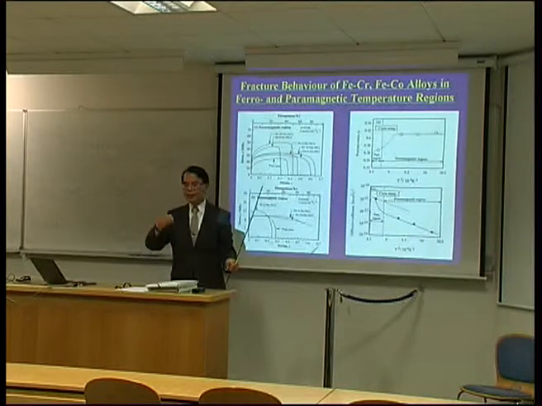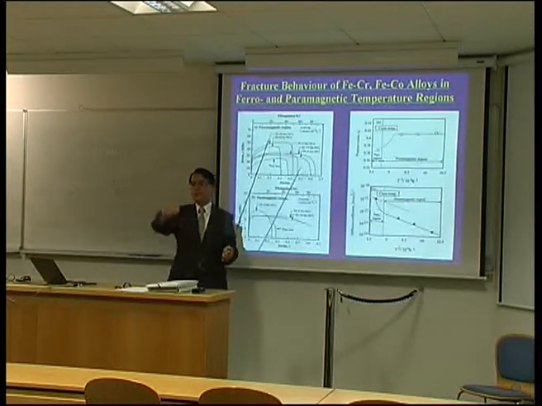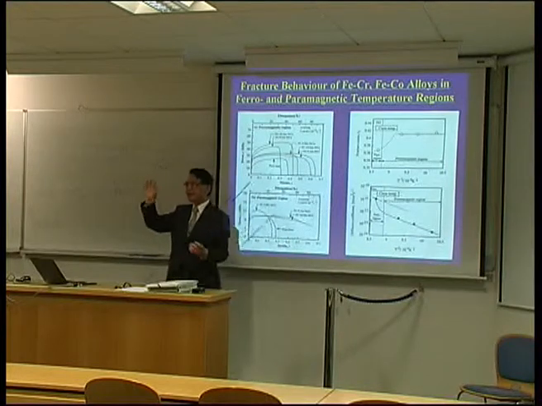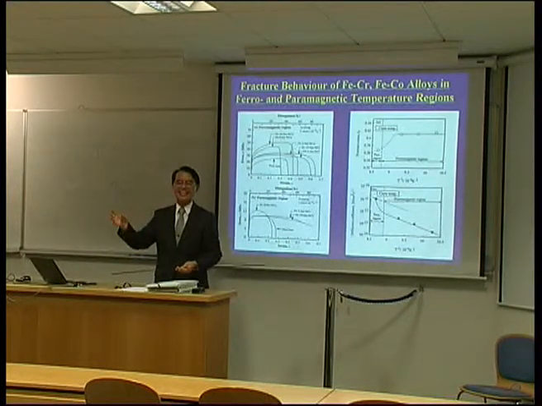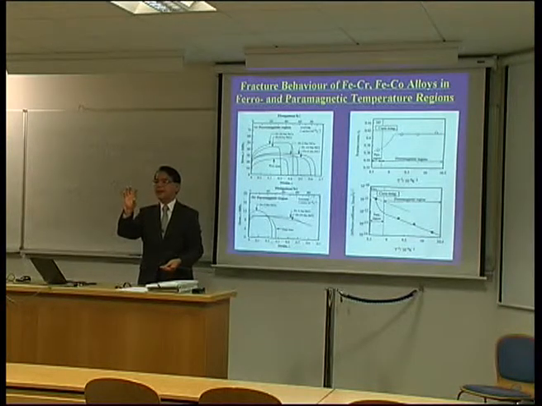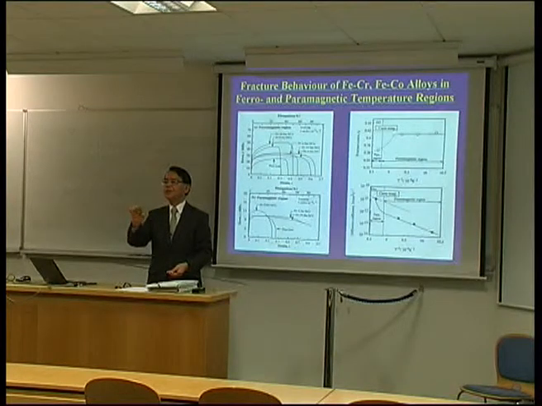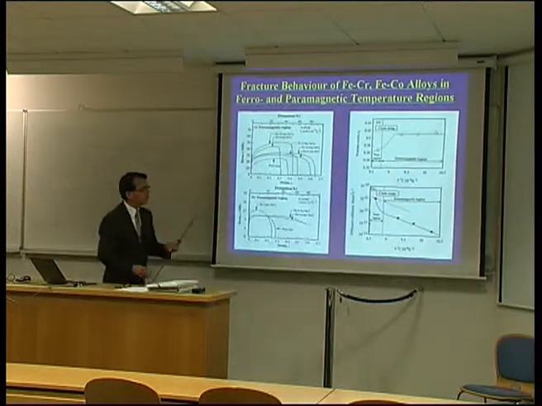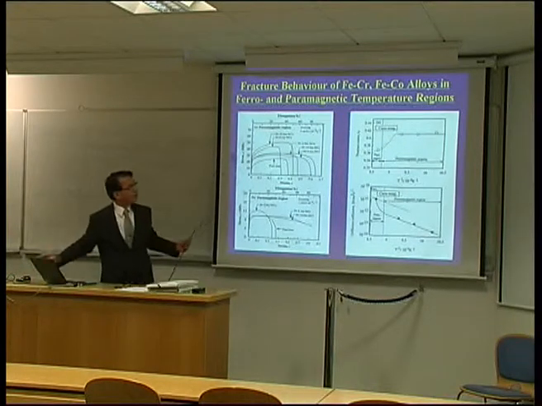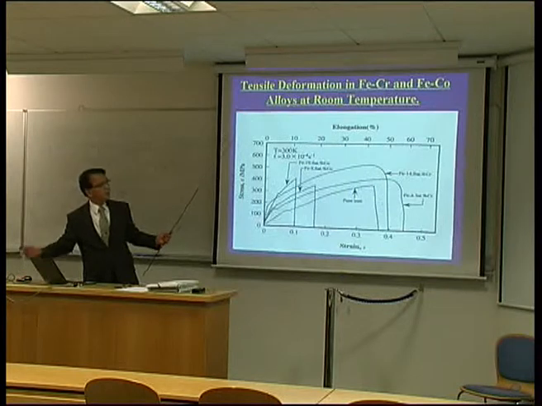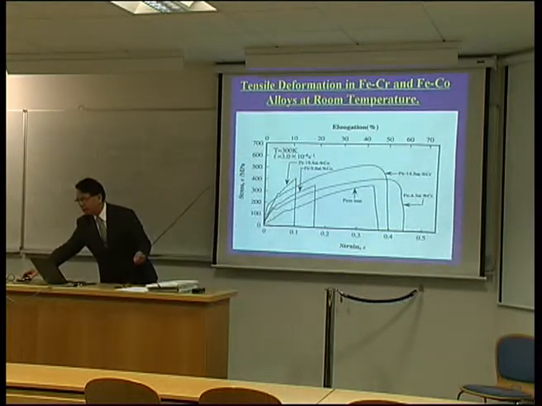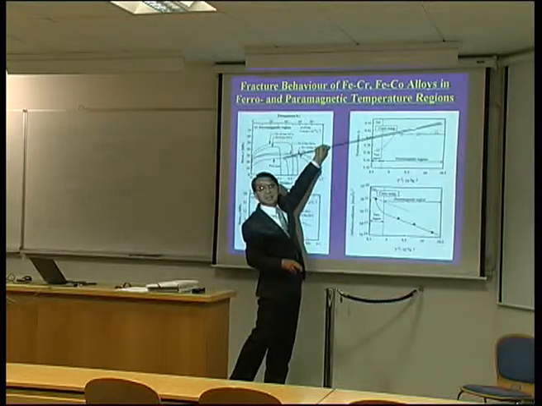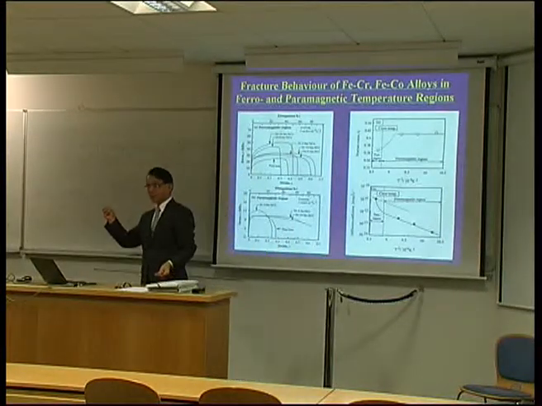Actually, this is due to the cavitation. When the diffusion becomes more significant compared to the ferromagnetic region, intergranular fracture occurs, as I mentioned yesterday. So the cavitation or crack deformation occurs at the grain boundaries, and the brittleness increases. But anyway, at the ferromagnetic temperature region, the fracture strength is larger. So this is very important from an engineering point of view.